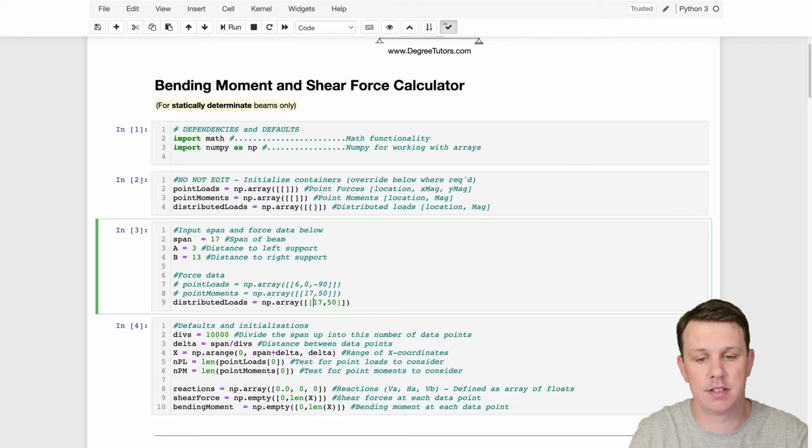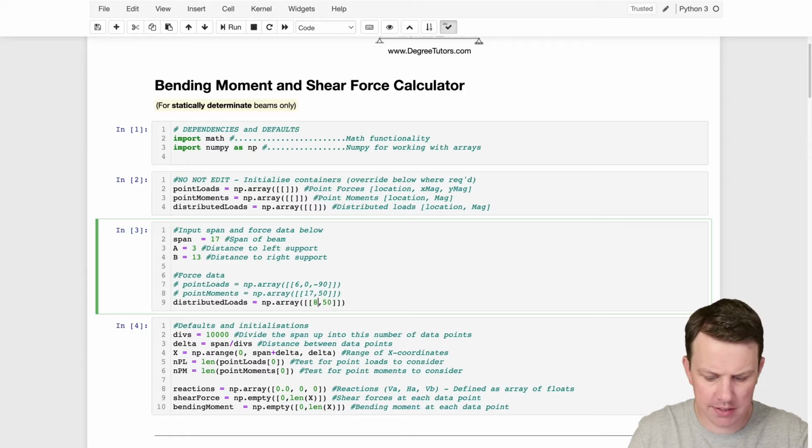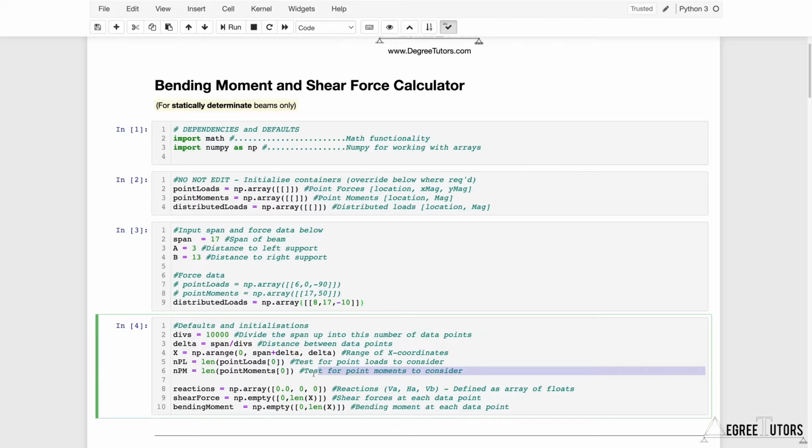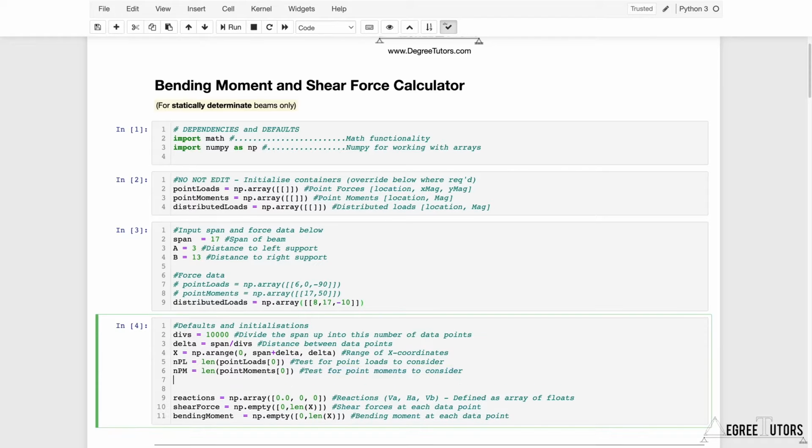We want the position that the load starts at, the position that it ends at, and then the magnitude, the constant magnitude. So in this case, it starts at 8 meters, it goes all the way to 17 meters, and it has a magnitude of, let's just say minus 10. So it's 10 kilonewtons per meter acting down. All right, let's come along and work out the number of distributed loads that we have to deal with here.